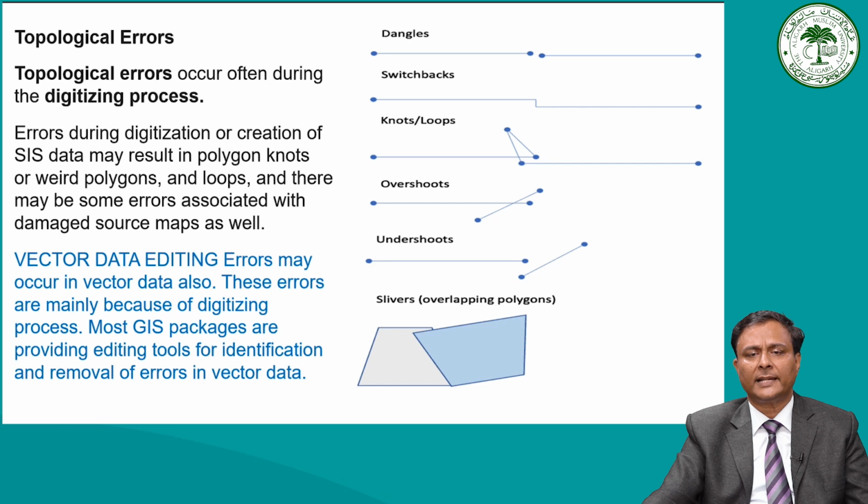So topological errors occur when data is, for example, scanned or digitized, and there are some errors coming into the digitizing or scanning process. They are mostly the result of human error, or might be computer error or device error, which may result in topological error. They can also occur when raster data is turned into vector data.